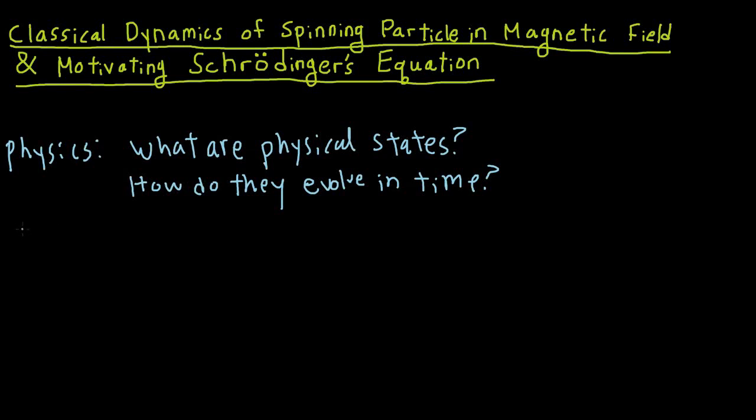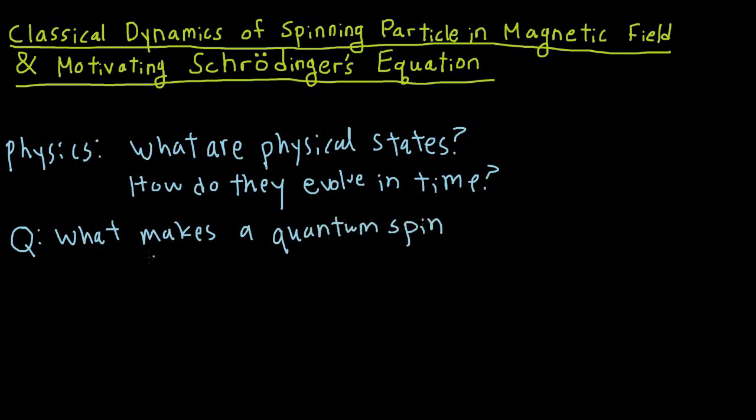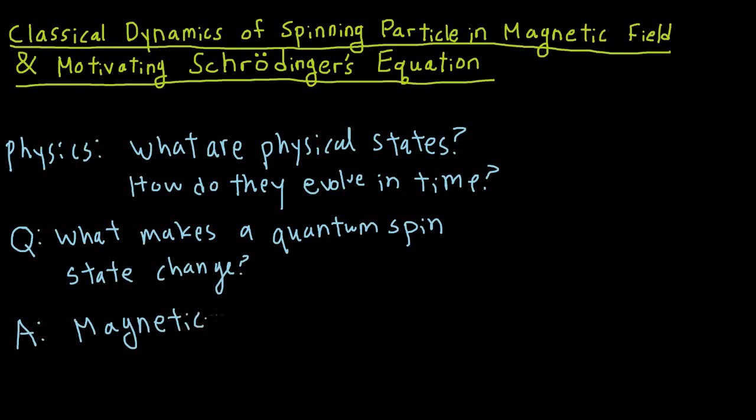So the question we now want to address is, what makes a quantum spin state change? And the answer to that question is a magnetic field.